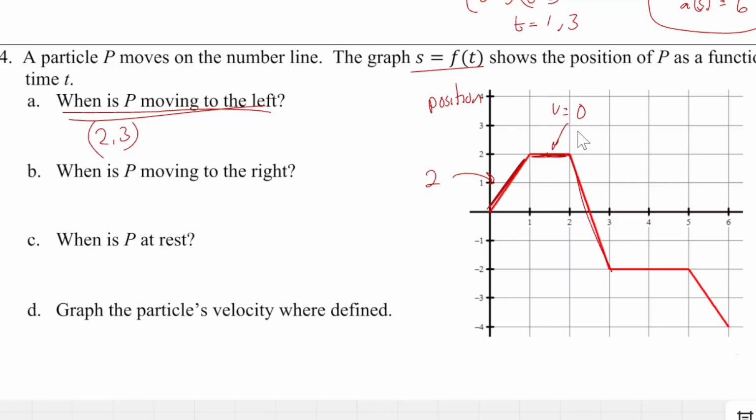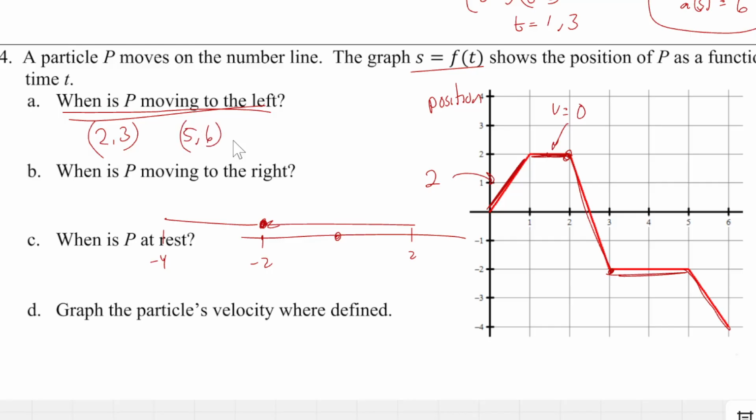You could verify that. Here the position was 2, right? So the particle was all the way over here at 2. Then 1 second later, it was at -2. So that means it was moving to the left. Then it stopped for a couple seconds. It just sat there at -2, not moving. And then the clock started again. Once it hit 5 seconds, it started moving to the left again. Stopped at -4. So also 5 to 6, it was moving left.